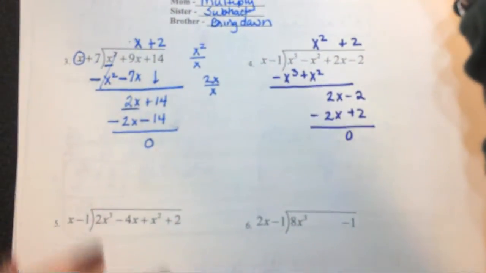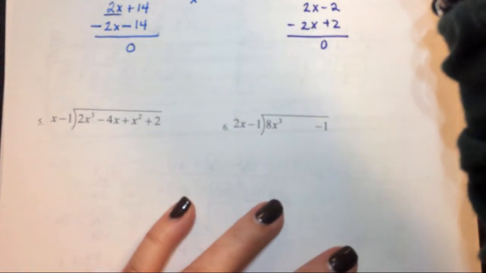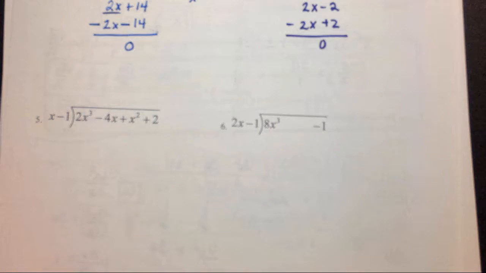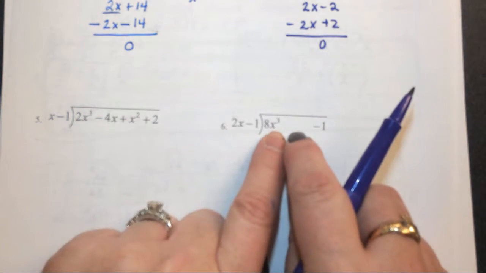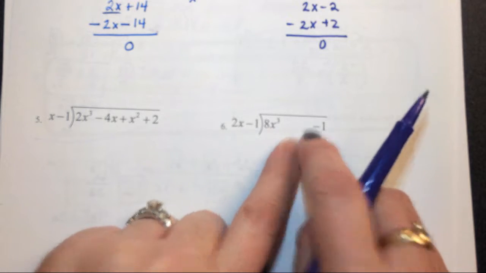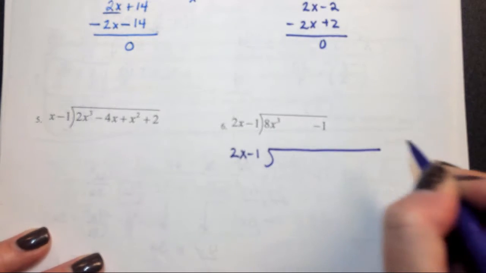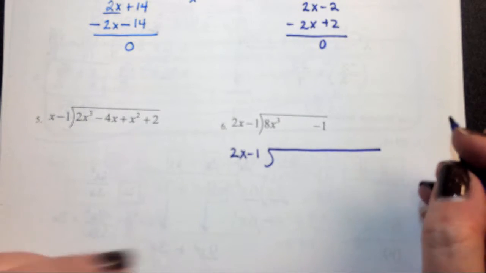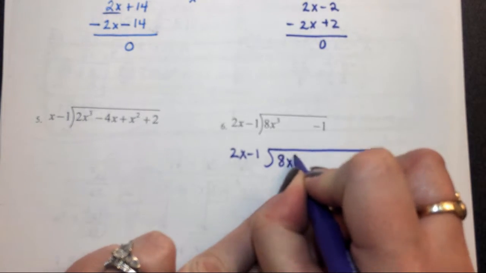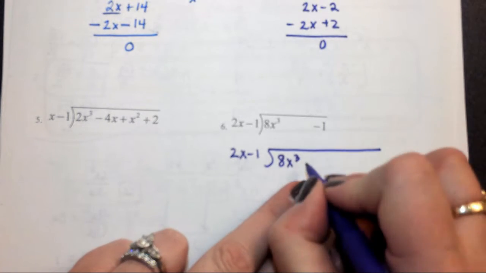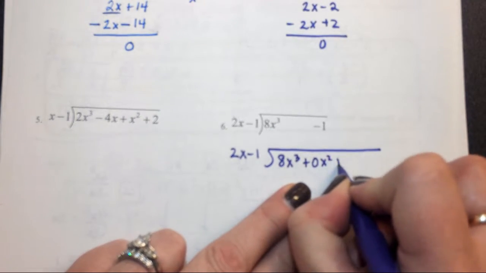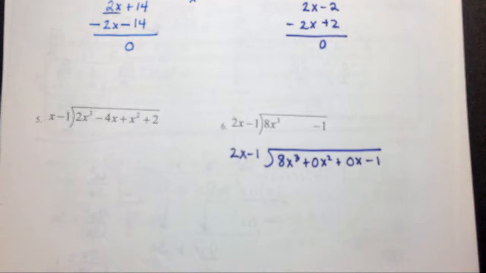Let's take a look at number 6. Now, what I like to do, when I take 2x minus 1 and divide it into 8x to the third minus 1, notice I'm missing an x squared, and notice I'm missing an x. What I like to do when this happens, and you have to do this with synthetic division, but it is very helpful when you're doing long division, is add your placeholders underneath of your division sign. So add that 0x squared plus your 0x minus 1. Remember, like I said, you want to keep those like terms lined up. The synthetic division, you have to do this anyway.